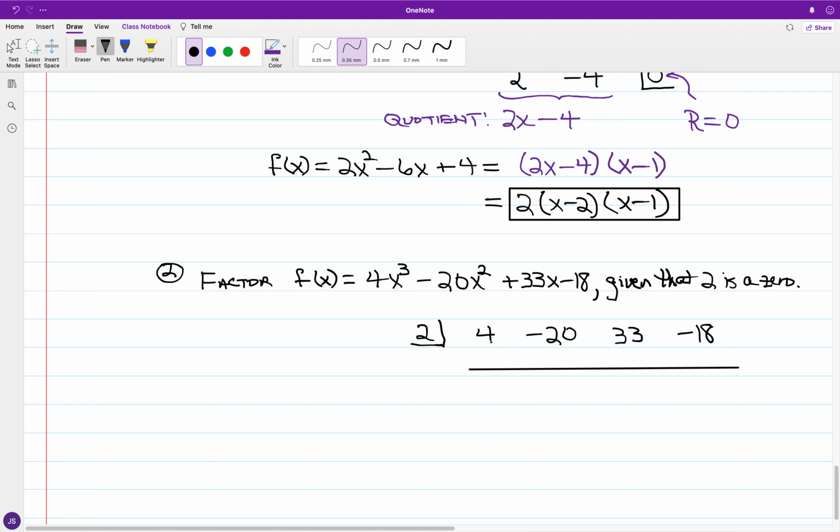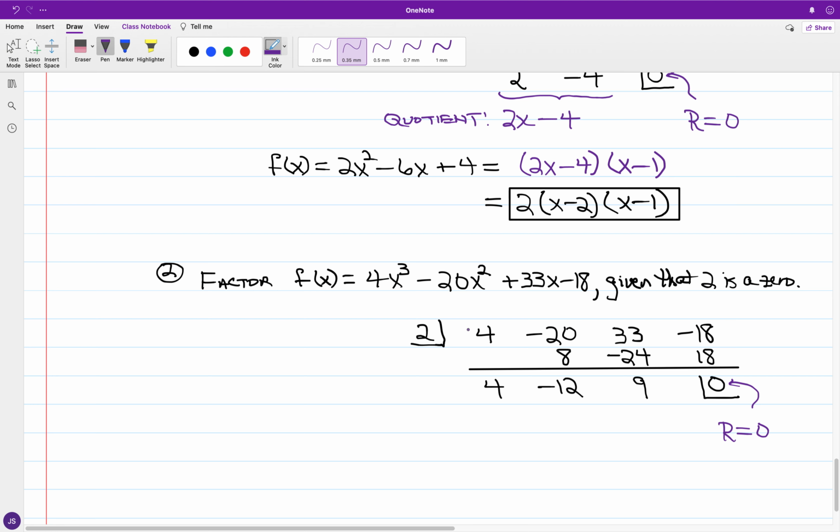Okay, so with the synthetic division, 4 is brought down, and 2 times 4 is 8. Negative 20 plus 8 is negative 12. 2 times negative 12 is negative 24. 33 plus negative 24 is 9. Then we have 2 times 9 is going to be 18. And negative 18 plus 18 is 0. And again, we want that remainder to be 0. Otherwise, 2 would not be a 0 of this particular polynomial. So again, the remainder is equal to 0.